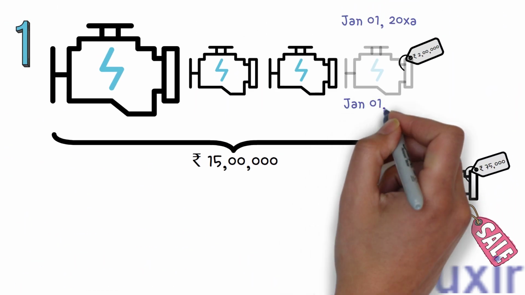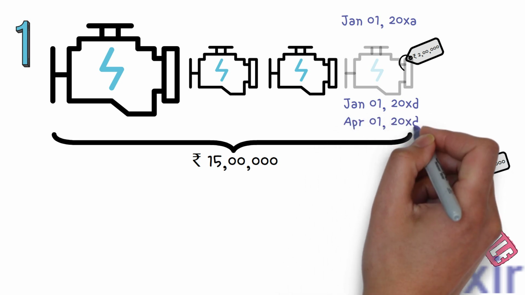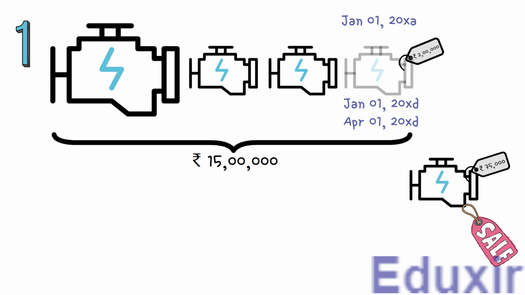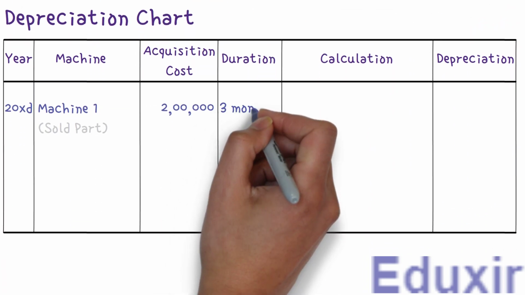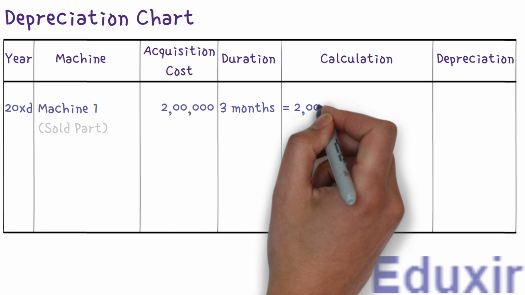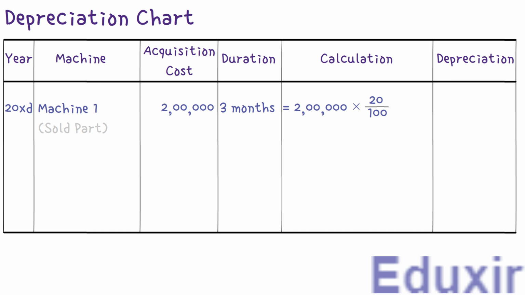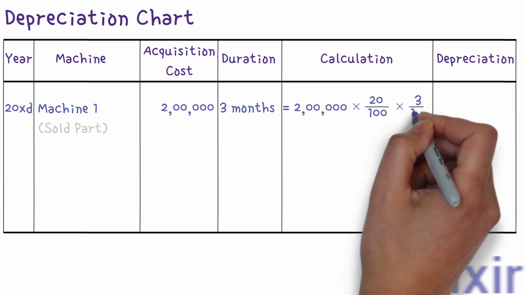Now, the current accounting period is starting on January 1st, 2000 XD. And we are selling this machine on April 1st, 2000 XD. From January 1st, 2000 XD to April 1st, 2000 XD, it is 3 months, right? So, the duration for which we need to calculate the depreciation is 3 months. Now, if we multiply the acquisition cost of 2 lakh rupees with the yearly depreciation rate of 20 upon 100, we get the yearly depreciation or depreciation for 12 months. Now, to get the depreciation for 3 months, let's multiply this yearly depreciation with 3 upon 12.